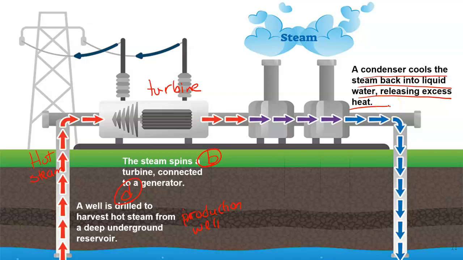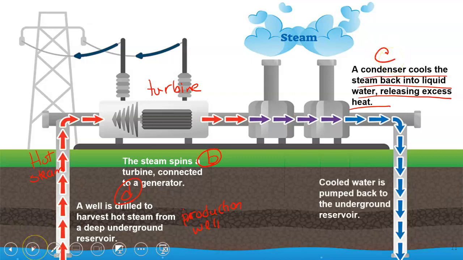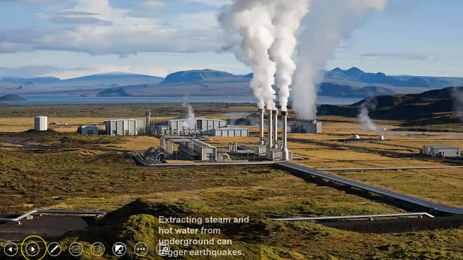What happens here is we can cool this down to release extra heat. So we cool the water down. This is letter C. And the cold water is pumped into, this is an injection well. It's pumped back into the ground. We're injecting it into the ground, and then the whole process repeats. Number 14.